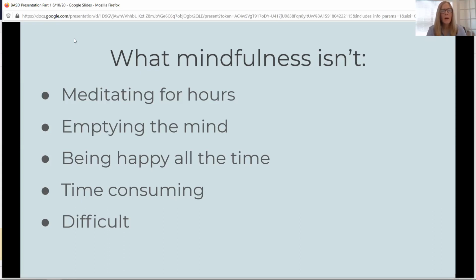Mindfulness is not about being happy all the time. If you practice mindfulness, you don't walk around with a perma-grin, feeling calm and wonderful. If the definition of mindfulness is paying attention to the moment, there are moments that I'm feeling upset. There are moments that I'm in physical pain. So it doesn't mean that every moment is going to be wonderful.